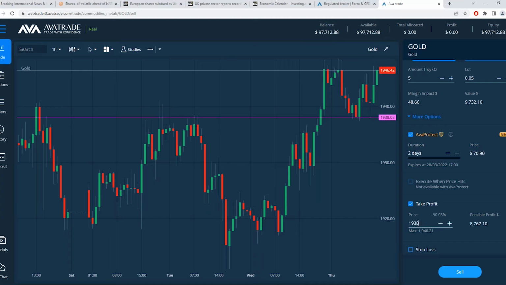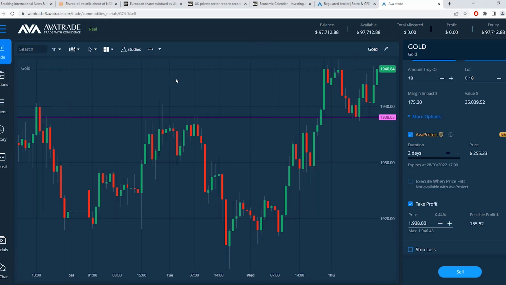1938 was the support level where we were saying to take profit. Stop loss, we don't need. And the protection, 2 days, and now we just put our trade size again. Okay, let's go and put the proper trade size. And so once we get the trade size we want, then we see the cost of the protection, 212 or 226, 241. So there's the trade size I want, about 255.